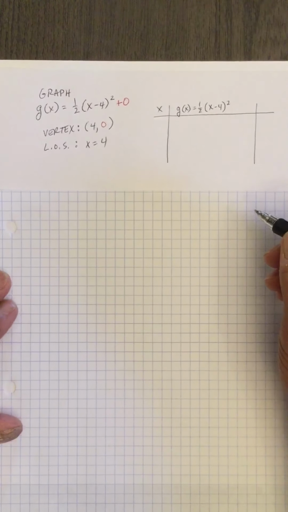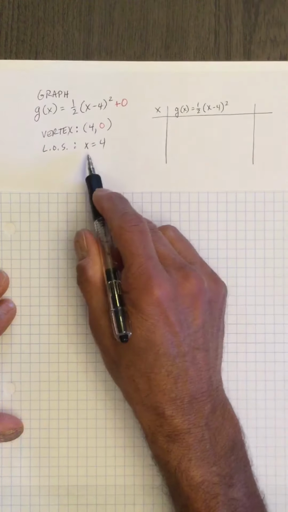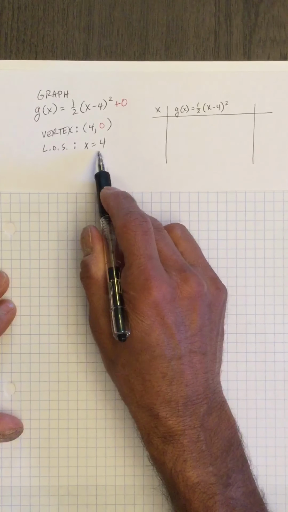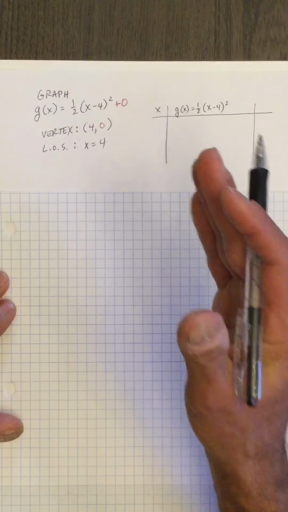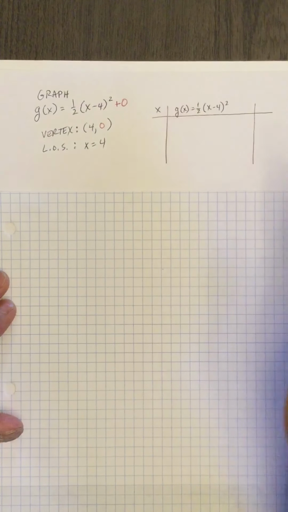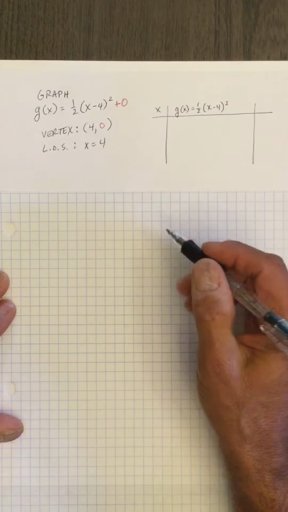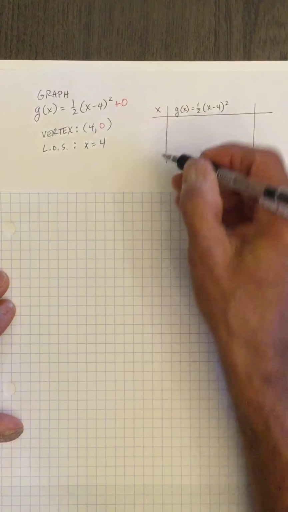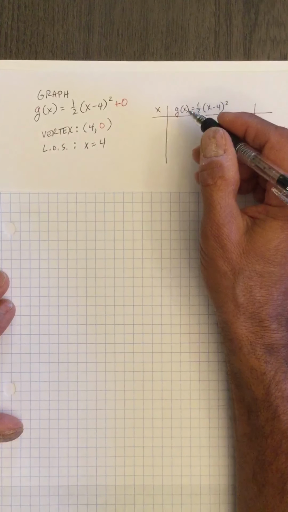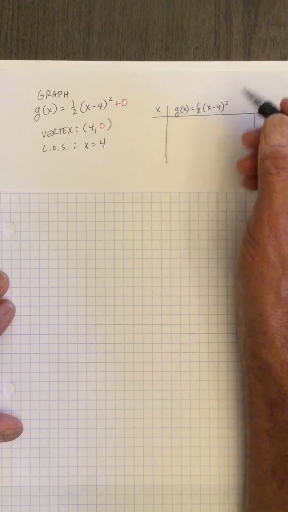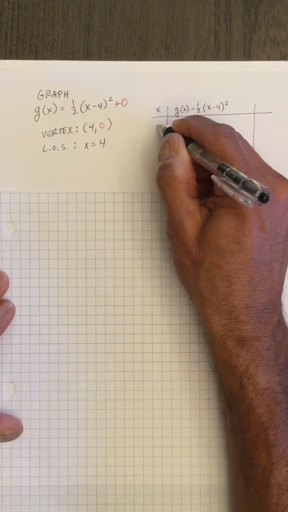All right, so let's think about this. My axis of symmetry is at 4, right? So you can either pick two numbers that are higher than that or two numbers that are lower than that, just like we did before. What's a number that's lower than 4? Probably 3, right? Or we can pick 2. I'm gonna try 2, okay? Let's try 2.